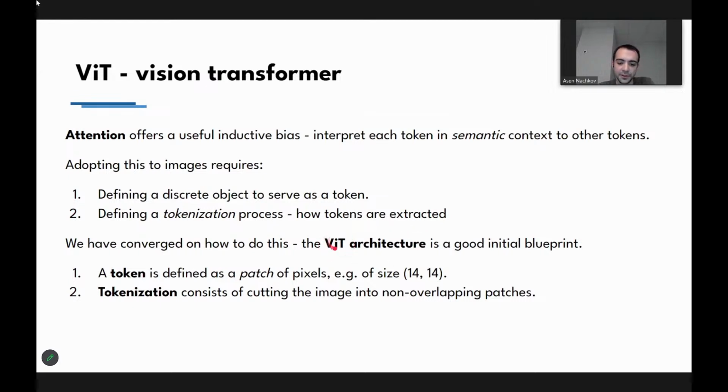VIT stands for Vision Transformer. And according to the VIT architecture, a token is defined simply as a patch of pixels. For example, a patch of 14 by 14 pixels, along with their values and channels and so on. So this is a token in the context of vision. And for the second task of tokenization, our process will be to simply cut the image into many non-overlapping patches.